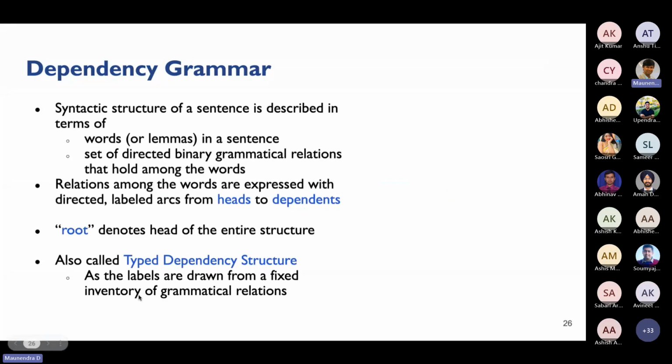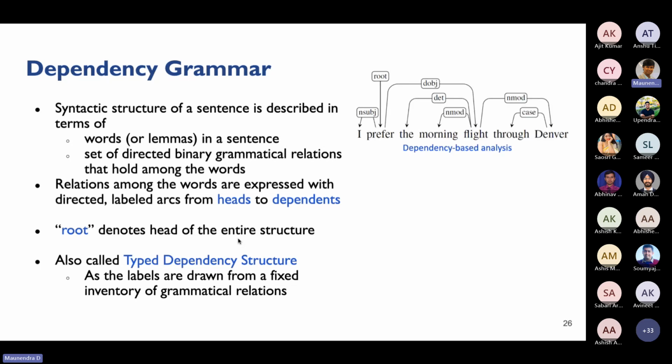Okay, next we have dependency parsing. Dependency parsing deals with the syntactic structure of the sentence. The words depend on each other in terms of their function or meaning. So I'll give you one example. Suppose you have this sentence: I preferred the morning flight through Denver.